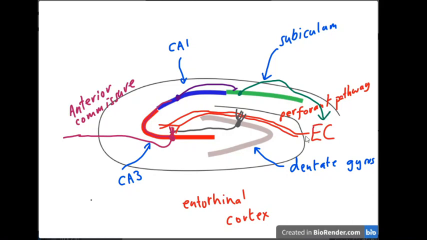So there's actually two ways in which information gets from the entorhinal cortex. It can come in and synapse onto the dentate gyrus neurons, and they go to CA3 neurons, then to CA1, then to subiculum, then out. Or they can bypass that and synapse directly onto CA3 neurons, onto CA1, onto subiculum, and out.